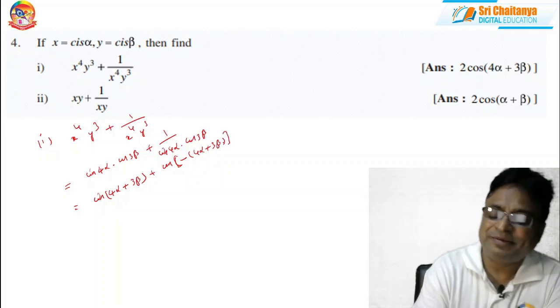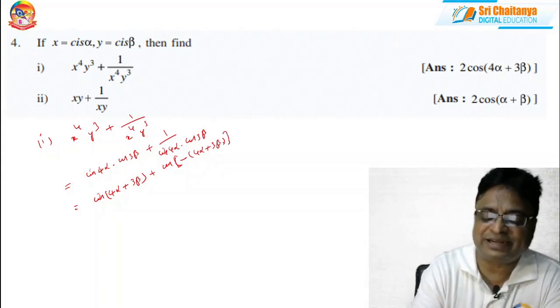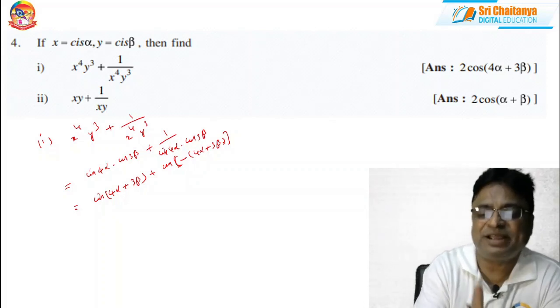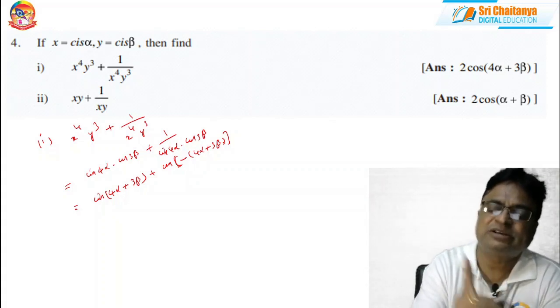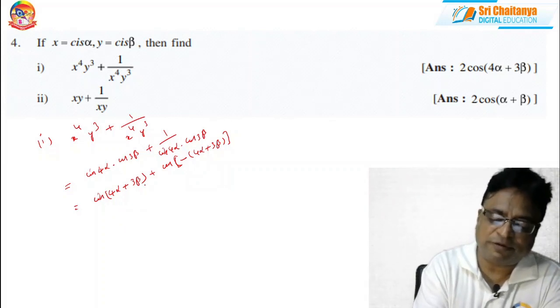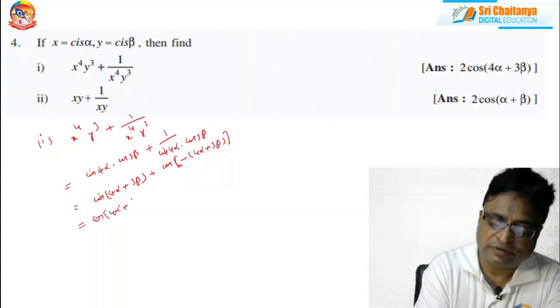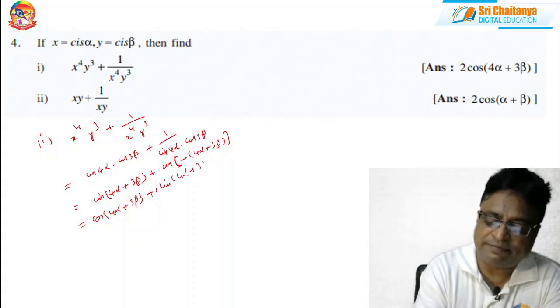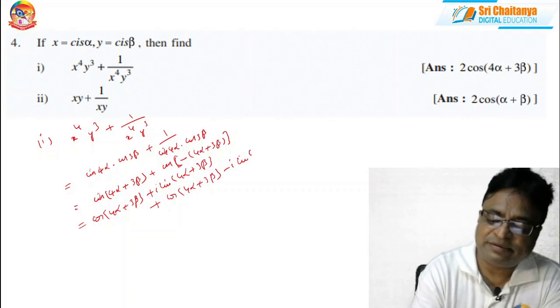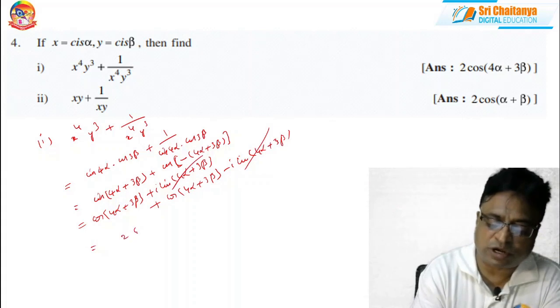Be careful. People in general make mistakes. They can write this as 4 alpha minus 3 beta. That is the major mistake students in general make in examinations. Now, cis of 4 alpha plus 3 beta is cos of 4 alpha plus 3 beta plus I sin of 4 alpha plus 3 beta, plus cos of 4 alpha plus 3 beta minus I sin of 4 alpha plus 3 beta. These two get cancelled. You get the answer as 2 cos of 4 alpha plus 3 beta. That is my answer.